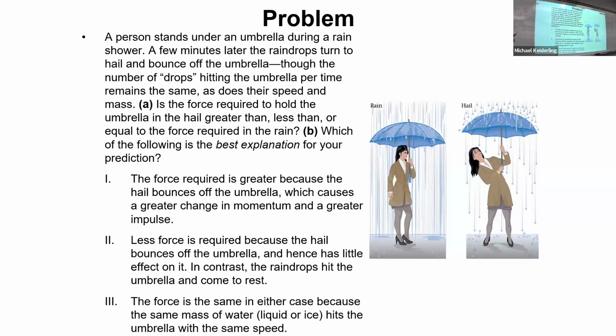Is it one, the force required is greater because the hail bounces off the umbrella, which causes a greater change in momentum and a greater impulse? Two, less force is required because the hail bounces off the umbrella and hence has little effect on it. In contrast, the raindrops hit the umbrella and come to rest. Or three, the force is the same in either case because the same amount of mass of water, liquid or ice, hits the umbrella with the same speed. So which of these do you think is the correct answer?